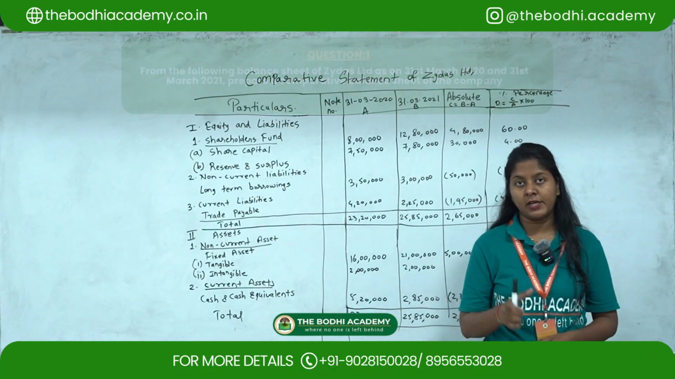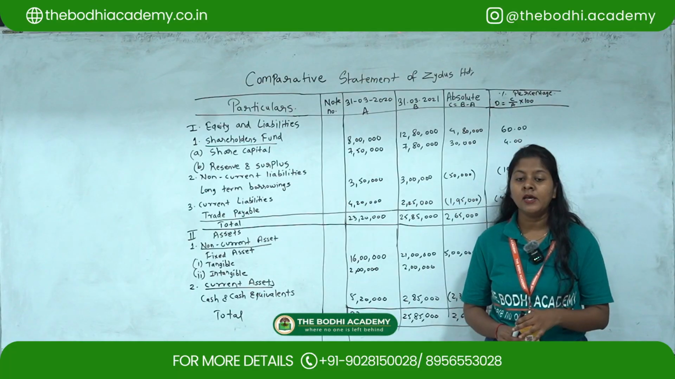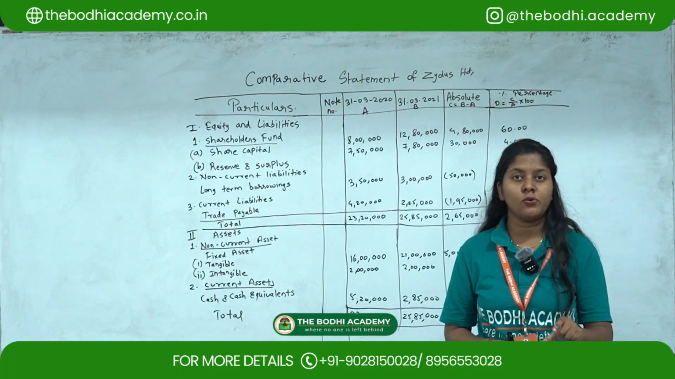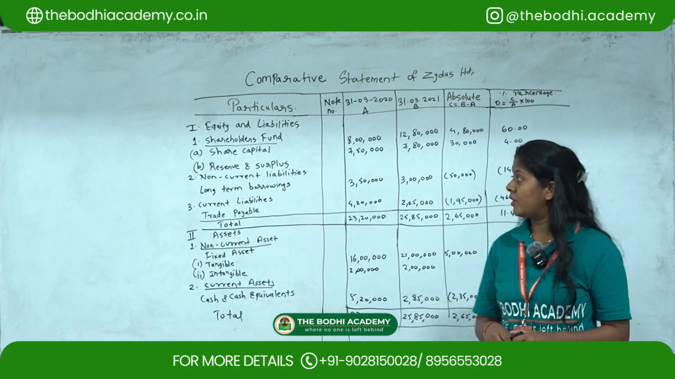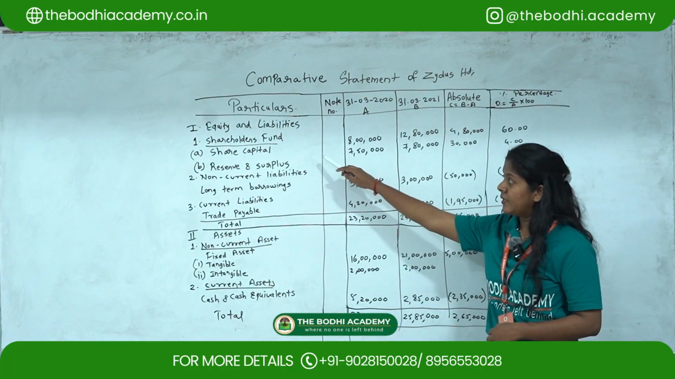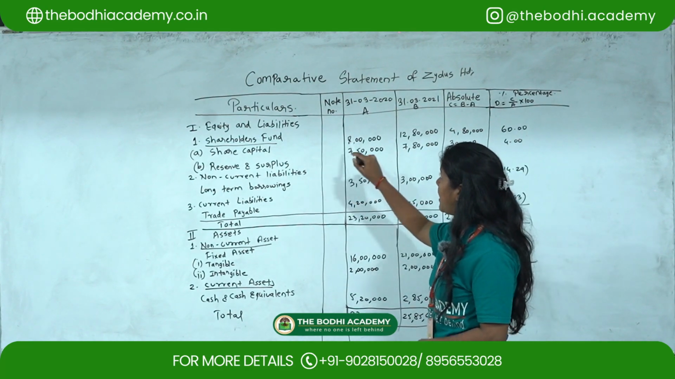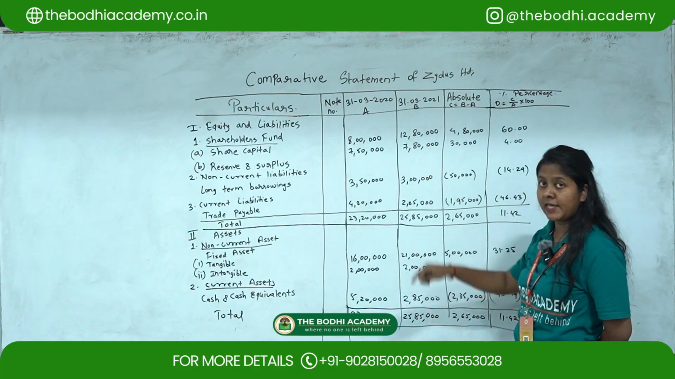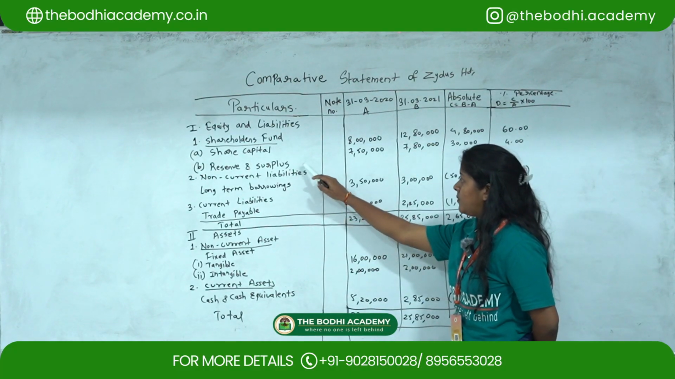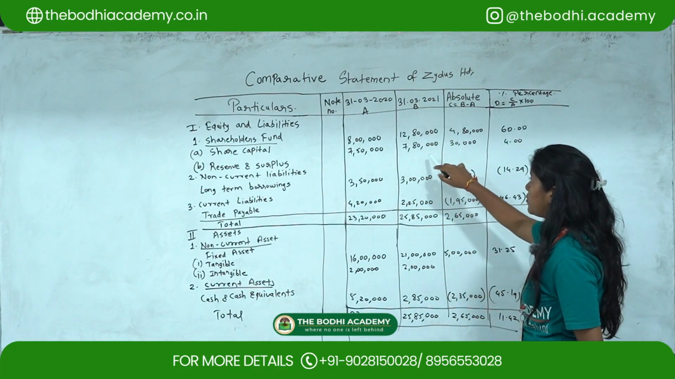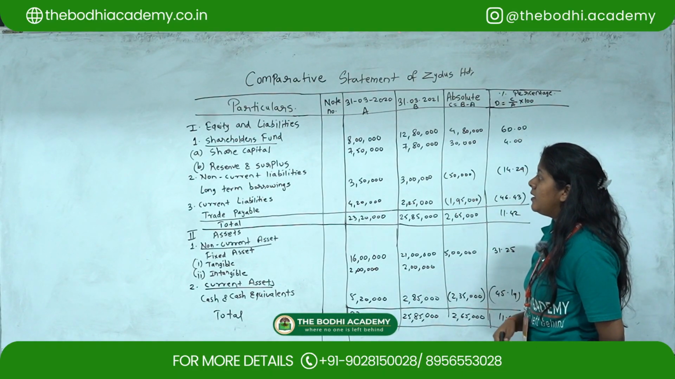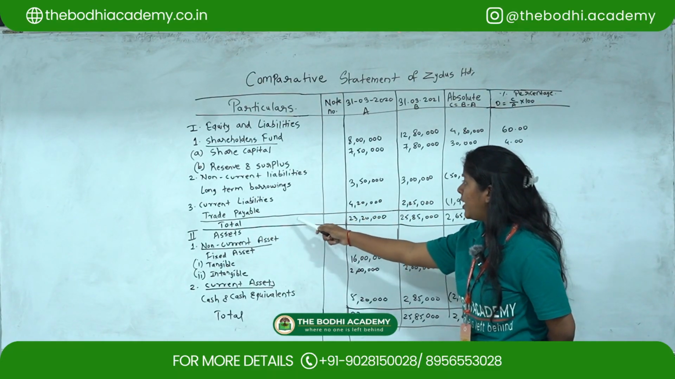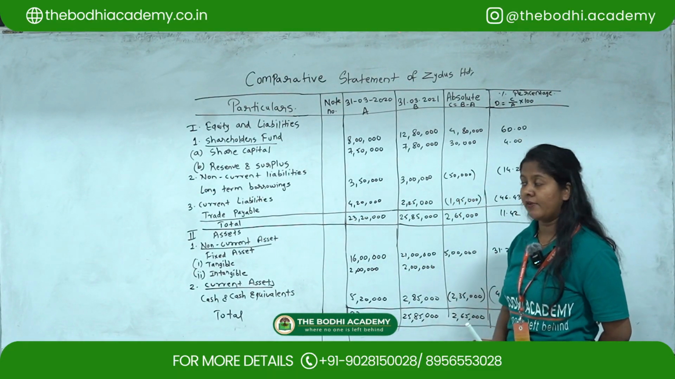Here they have given the balance sheet for 2 years, and now you have to compare the trends of 2020 and 2021. The first part they have given is equity and liabilities. Under shareholders' fund, share capital for 2020 is 8 lakh, and for 2021 is 12 lakh 80,000. Reserves and surplus are 7 lakh 50,000 and for 2021 7 lakh 80,000. Long term borrowings are 3 lakh 50,000 and 3 lakh. Trade payable is 4 lakh 20,000 and 2 lakh 25,000.